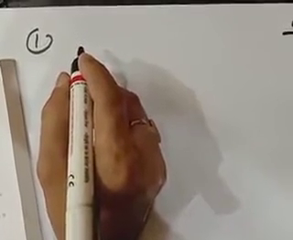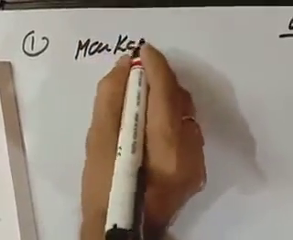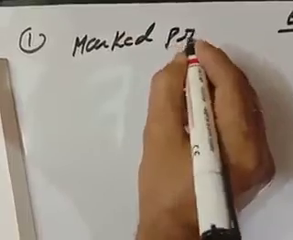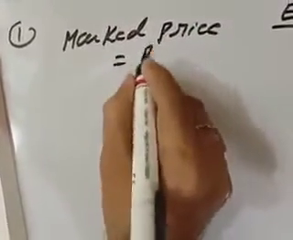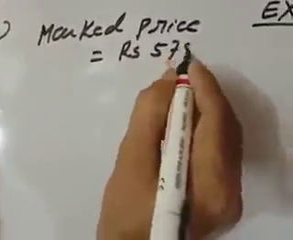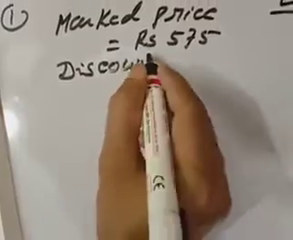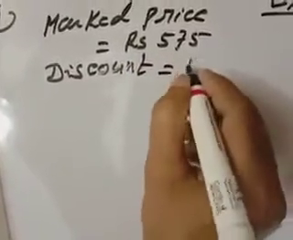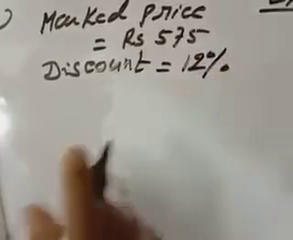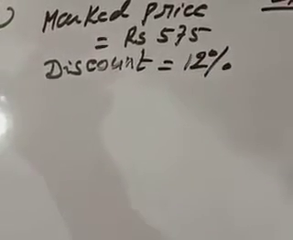Exercise 6.3, question number 1. Find the discount and selling price when mark price is equal to rupees 575 and discount is equal to 12%. Marked price is equal to rupees 575 and discount is equal to 12%. You have to find the discount and selling price.